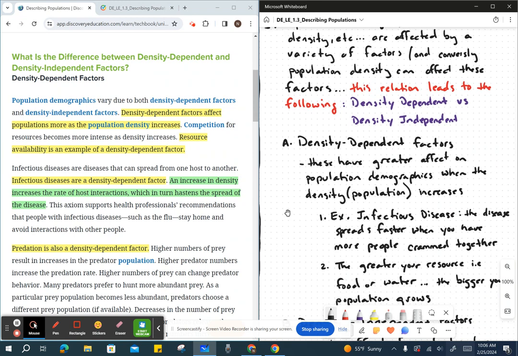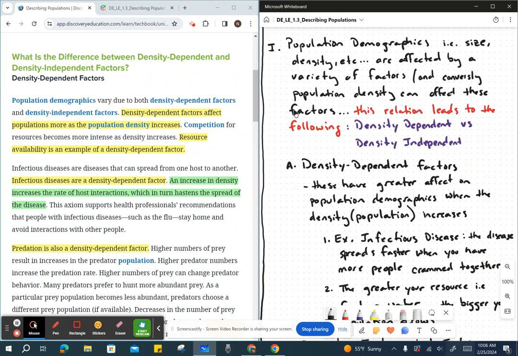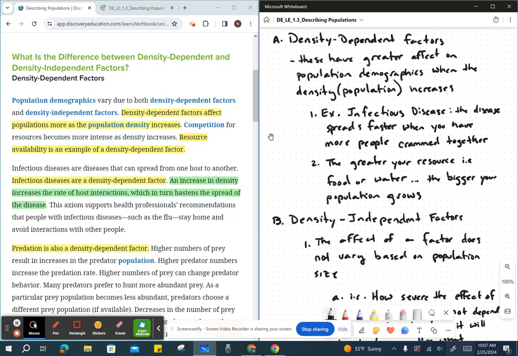These factors depend on the density, right? Oh, also remember one other thing here. If you go back up to Roman numeral one, I said that population demographics are affected by a variety of factors, and conversely, population density can affect the factors. I want you to appreciate that it can kind of be a two-way road. Okay. So, density dependent factors, these have a greater effect on population demographics when the density increases.